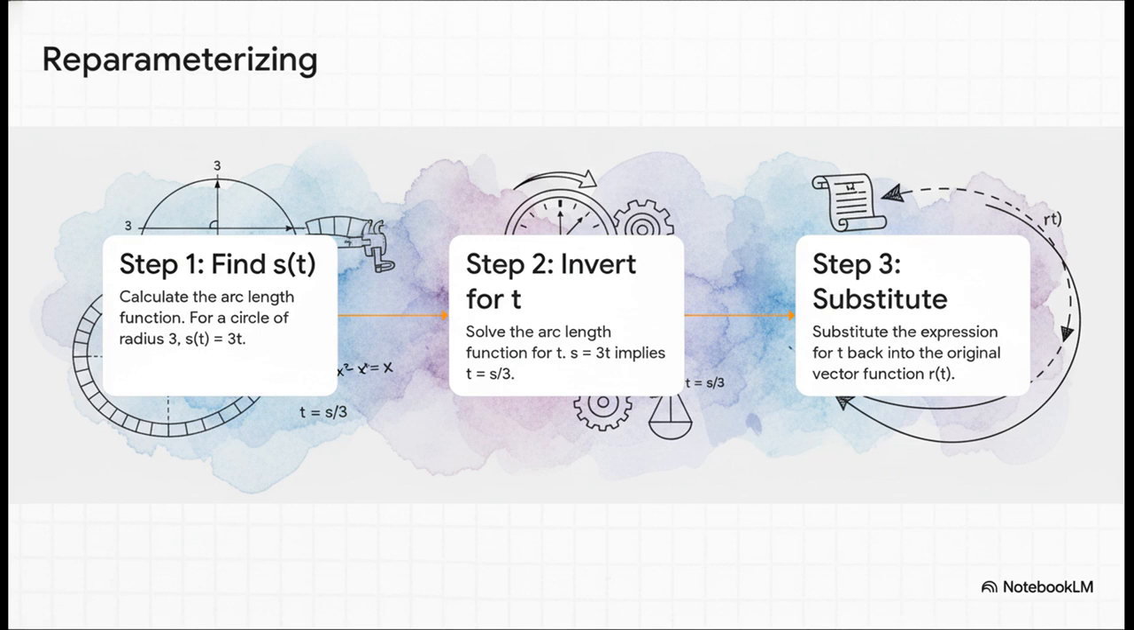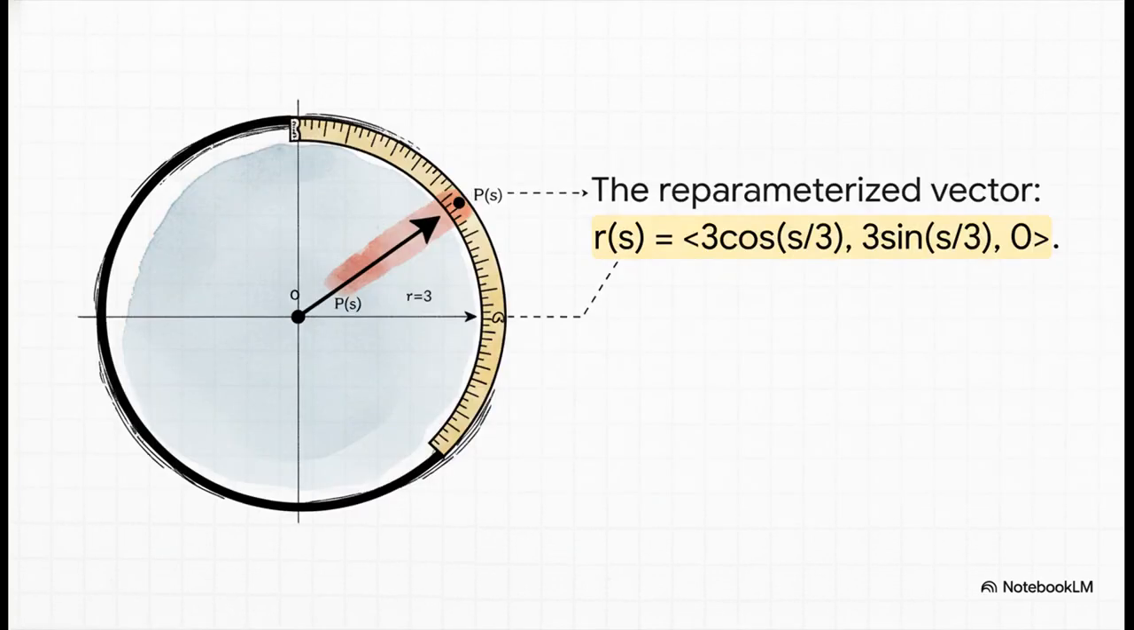Well, it's a three-step process. Let's use a circle as an example. First, you find the arc length function s of t, which for this circle turns out to be just 3t. Second, you do a little algebra to flip that equation around and solve for t, so t equals s over 3. And finally, step 3. You take that expression for t and plug it back into your original position vector. And voila! This is what you end up with.